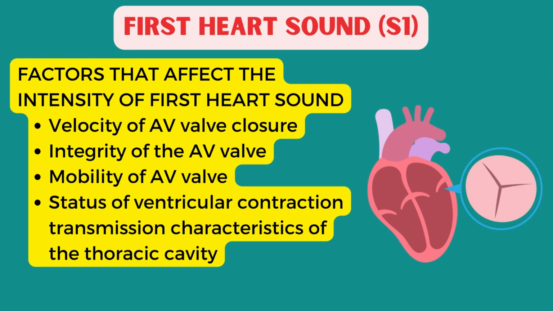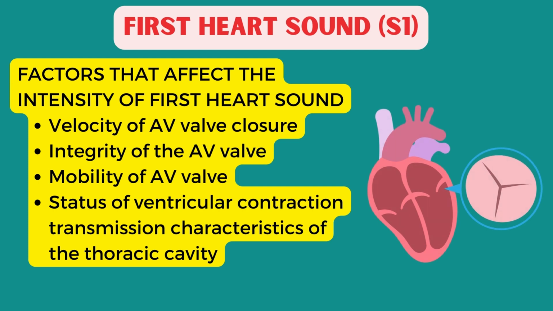It is very helpful to know about certain conditions that can increase the intensity of the first heart sound. For example, the most important factor affecting the intensity of the first heart sound is the velocity of atrioventricular valve closure. At a fast heart rate, S1 is louder than normal. The second factor is the integrity of the AV valve. A diseased valve may not close completely, resulting in decreased intensity of S1. The third factor is the mobility of the AV valve.